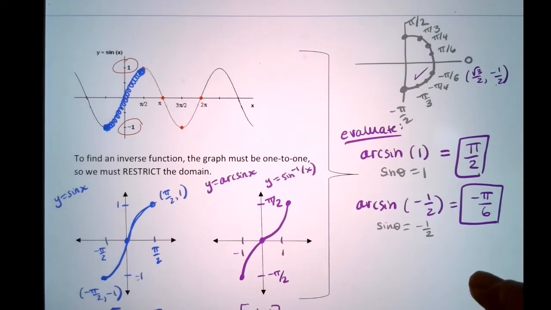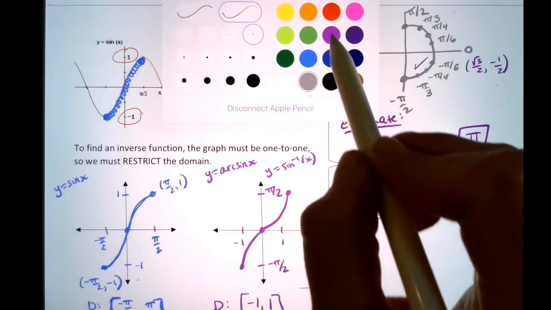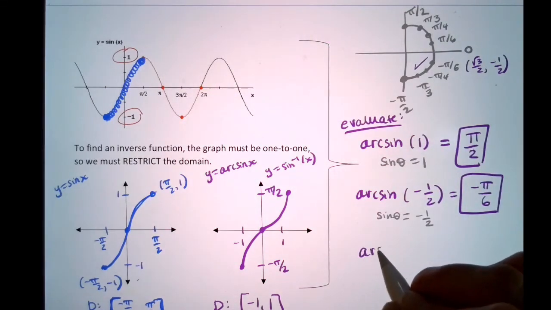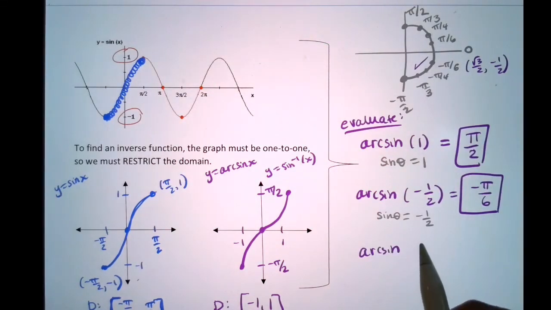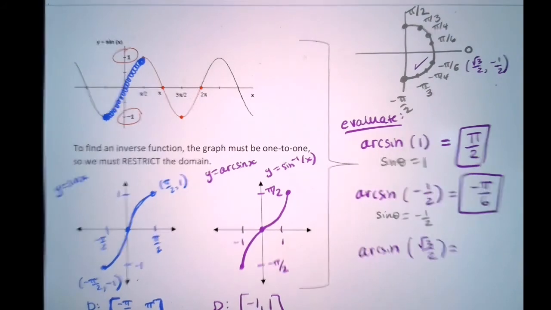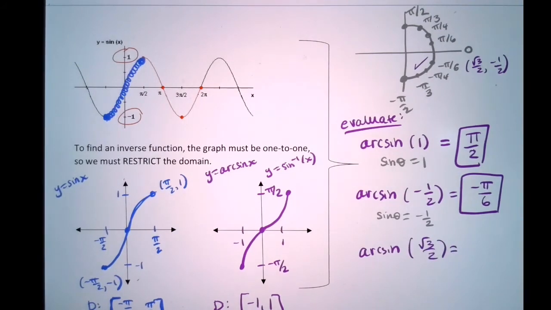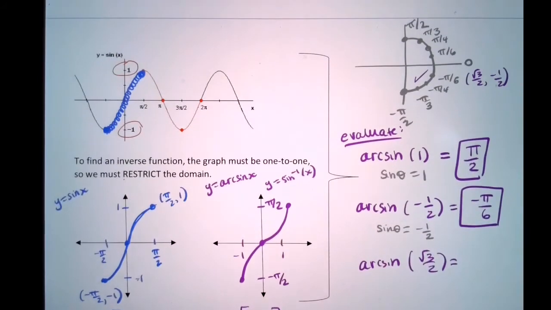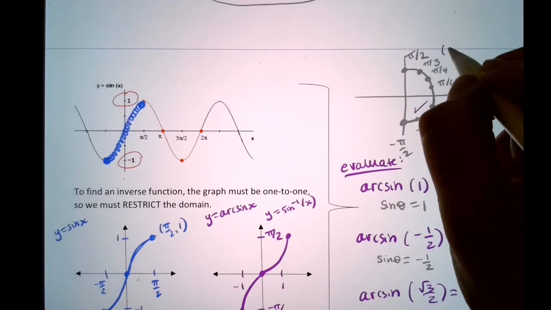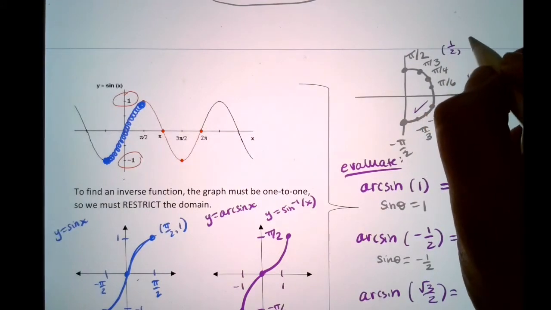Okay. If I do one more of these arc sines, we can do arc sine of root 3 over 2. That's another common one. Okay, so it's positive, so I should be looking in quadrant 1. And I'm looking for a y coordinate of root 3 over 2, and that's going to be right here at pi over 3.